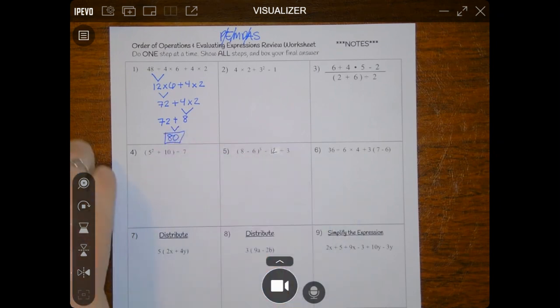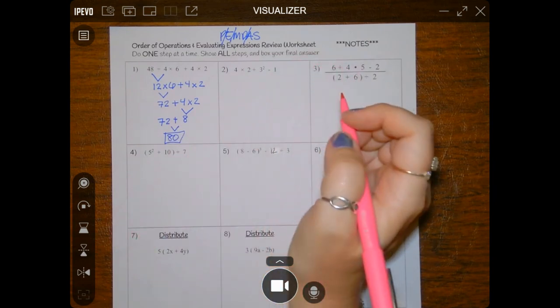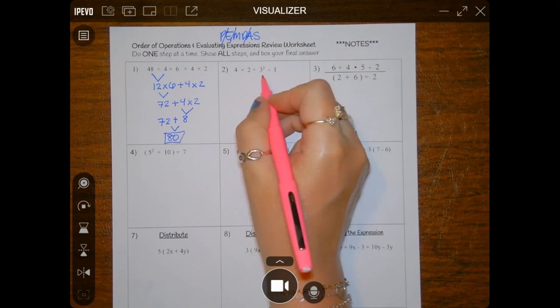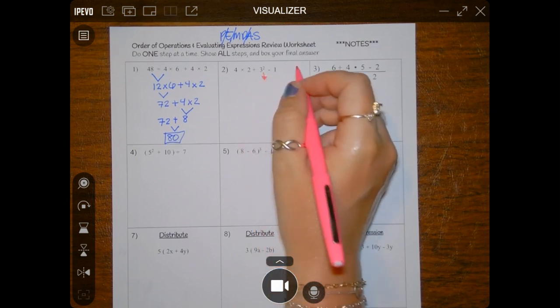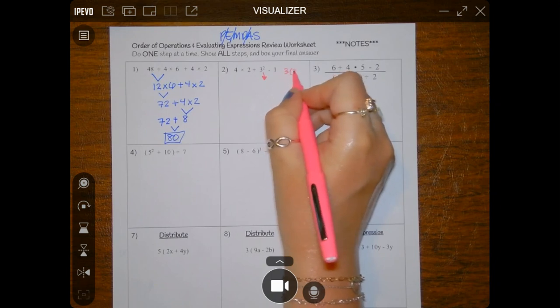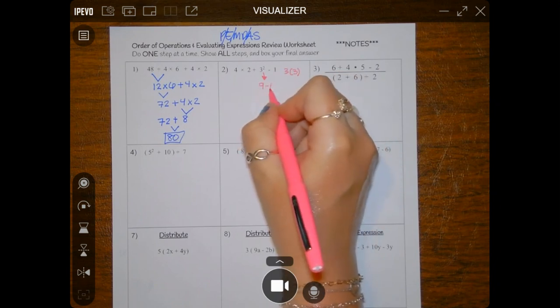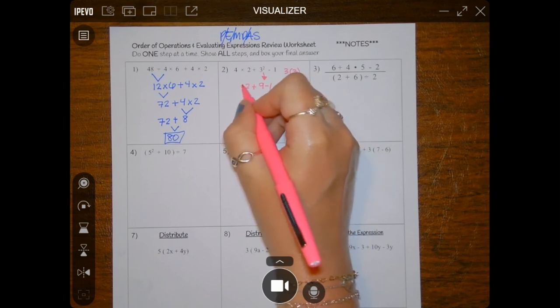Okay, for my next one, you have parentheses, no. Exponents, yes, right here. This 3 squared, which is not 3 times 2, it's 3 times itself 2 times. And what is 3 times 3? It's 9. Okay, so bring down your other stuff.